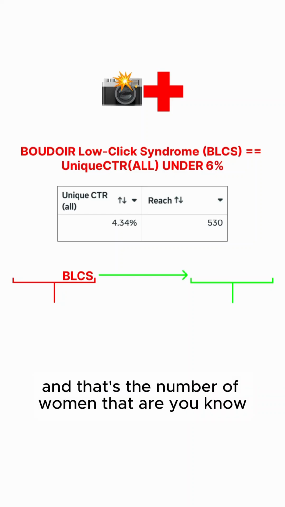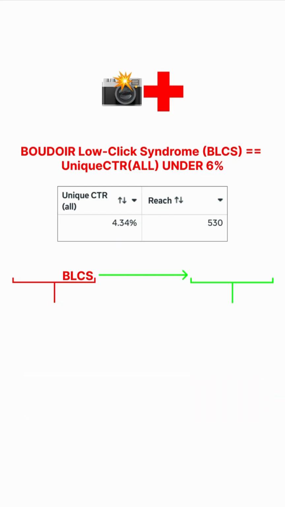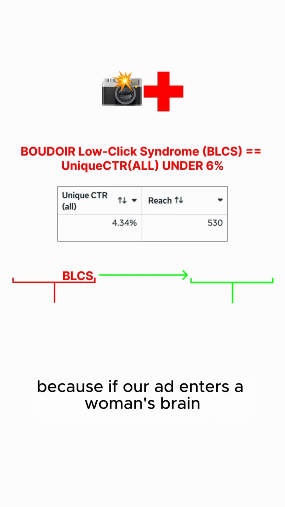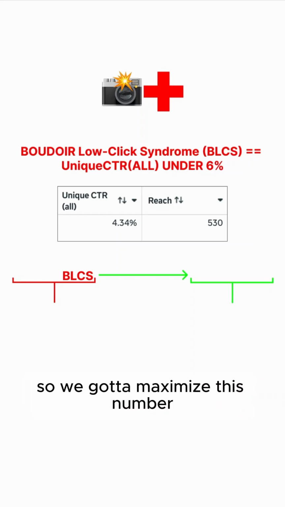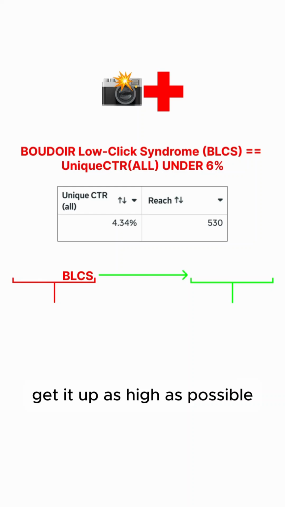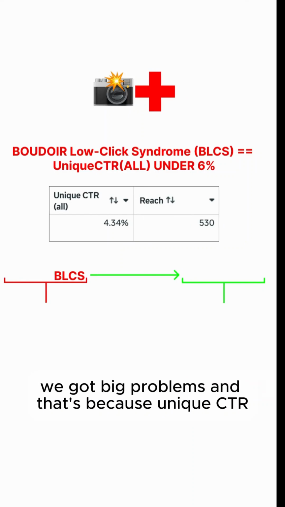And that's the number of women, out of 100, whose brain our ad is actually entering. And we care about that because if our ad enters a woman's brain, that's the only possible time she will ever buy from us. So we've got to maximize this number, get it up as high as possible. 6% is the minimum. If we're below 6%, we've got big problems.